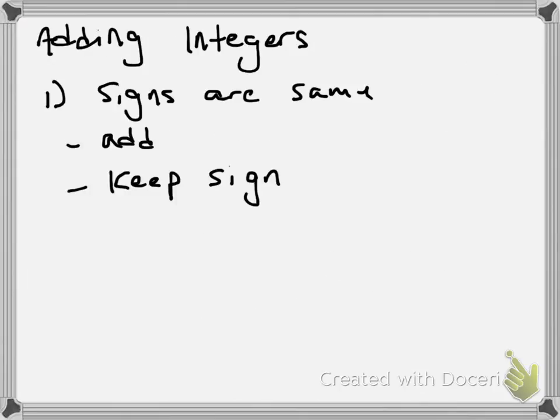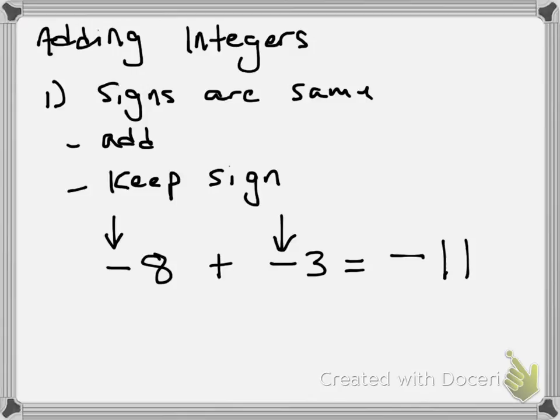Adding integers. We had two basic rules here. The first one applied if the signs were the same. So then we would just add them and keep the sign. What does this look like? Negative 8 plus negative 3. The signs are the same. This one is negative, this one is negative. So we're going to keep that sign. Our answer will be negative, so we're just adding these and getting 11. This also works with positive numbers. You've been doing this forever. 4 plus 6 is 10. Positive 4, positive 6, the answer is 10.